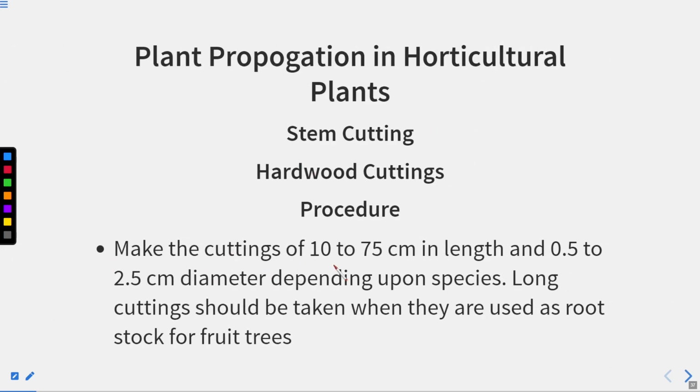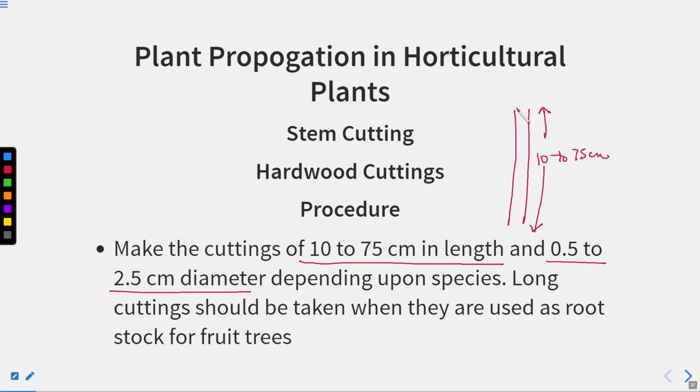Make the cutting 10 to 75 centimeter in length and 0.5 to 2.5 in diameter. So if this is a stem, then it must have a length of 10 to 75 centimeter, and the diameter, this is the diameter, must be 0.5 to 2.5 centimeter. Okay, so when you are cutting a stem from the hardwood, you must take these things into consideration, right?